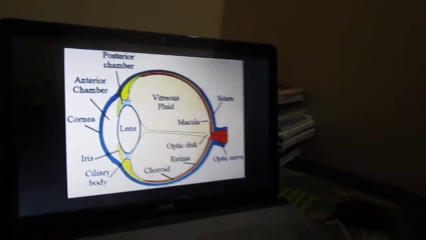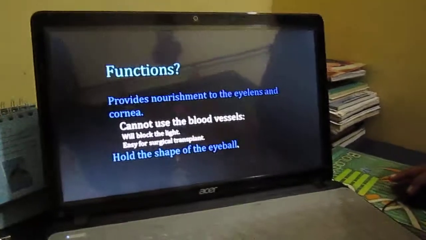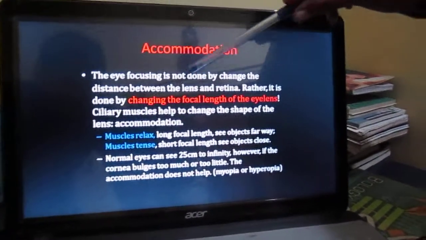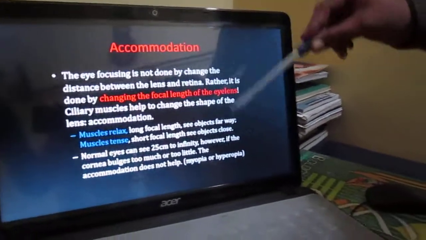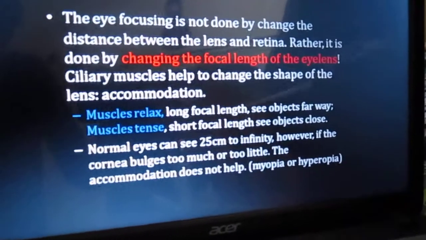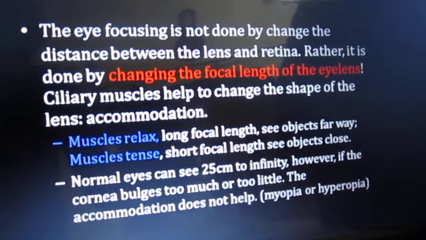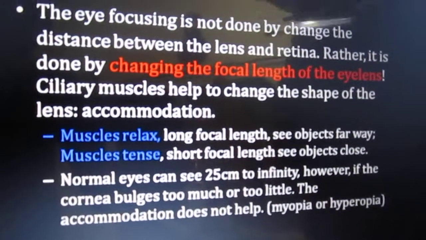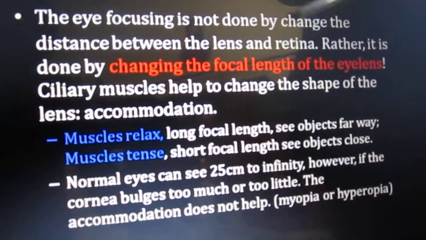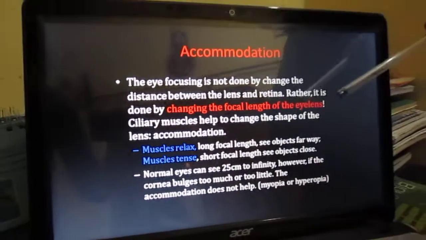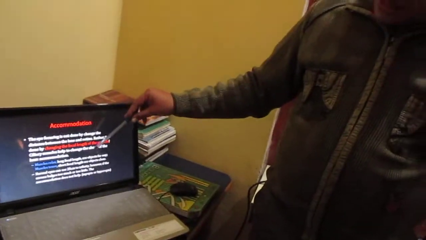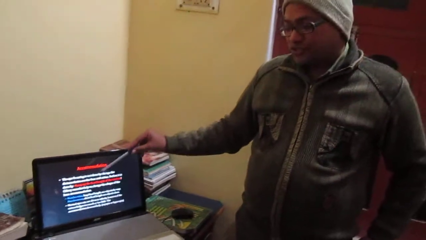Power of accommodation is actually done with the help of changing the focal length of the eye lens. How can the focal length of the eye lens be changed? Whenever the ciliary muscles are relaxed, the focal length of the eye lens will increase due to reducing curvature of the lens.